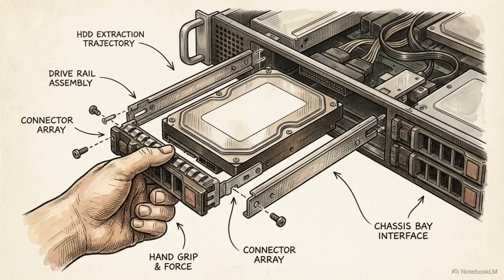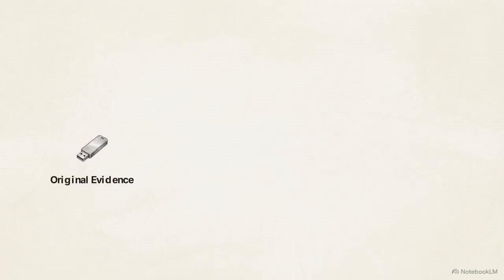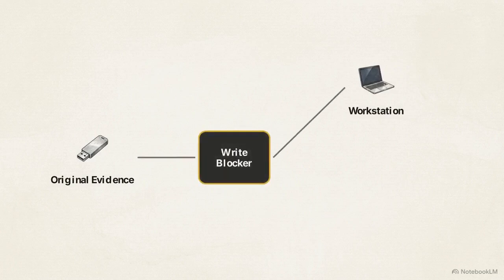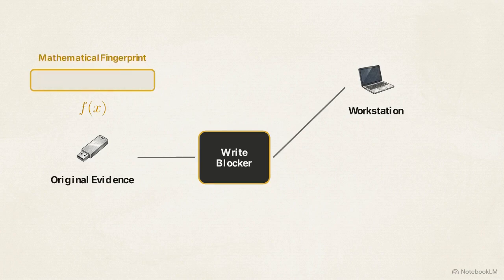Instead, the machine is safely powered down and the storage media is physically removed from the hardware. The drive is then connected to a dedicated forensic workstation using a hardware write blocker. This physical adapter intercepts and blocks any signal from the workstation that attempts to write data back to the original drive. With the drive safely connected, the analyst instantly calculates a cryptographic hash of the entire device. This acts as a mathematical fingerprint of the original state of the data.